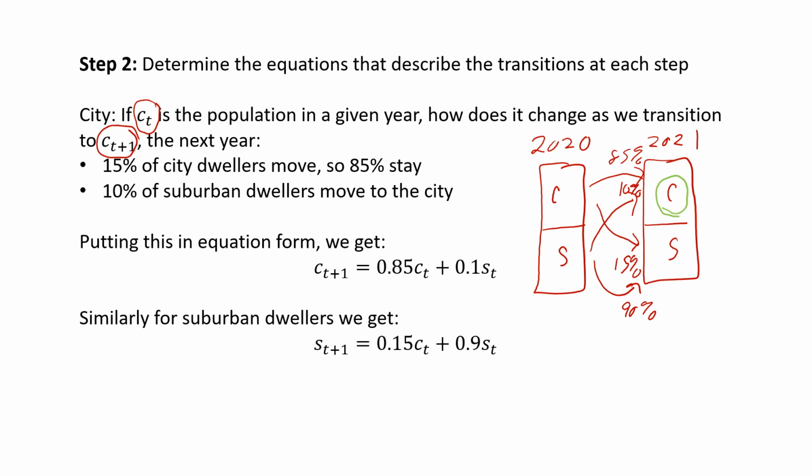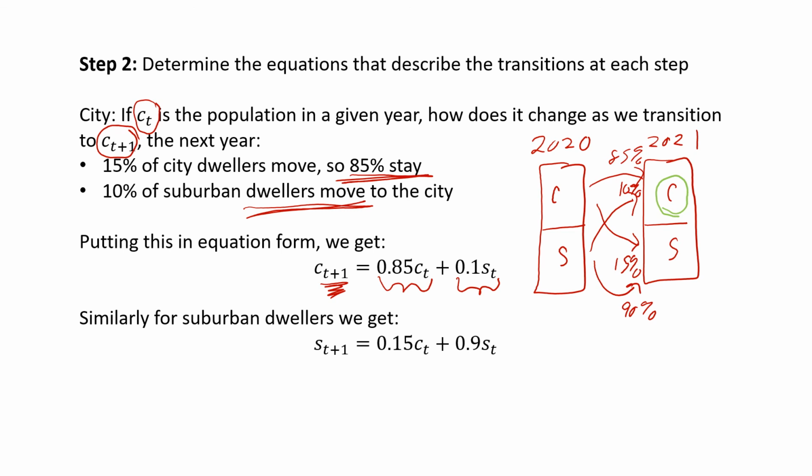So if we look at what comes in, how do you describe that entire group? Well, it's 85% of the people who were in the city core beforehand, and it's 10% of the people who are in the suburbs. So that means that C of t plus 1, in this case 2021, is 85% of the people who were in the city core the year before, and 10% of the people who were in the suburbs the year before.